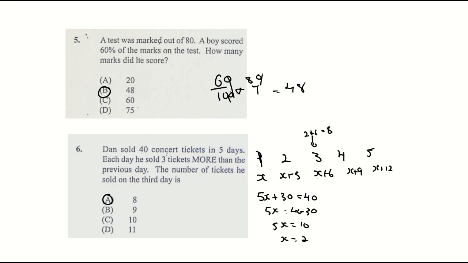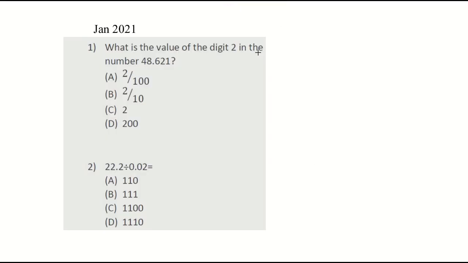Alright? And that is the end of May-June 2022. No, 2021. Now we're going to be doing January 2021, paper 1, number 1 to 6. Alright, let's go. The first question is a repeated question. What is the value of digit 2 in this? This is 2 over 100.